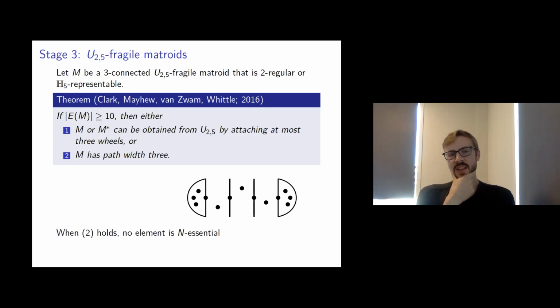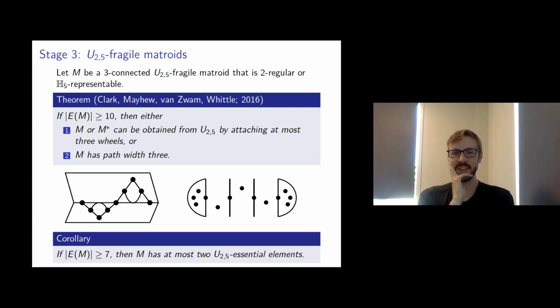However, we can say when we get something with this path structure that there are no essential elements, okay? So every element is either deletable or contractible to keep the minor, but not both. So that's useful for us. And in general, we can also see that in either case, there turns out to be at most 2 essential elements once you're dealing with some fragile thing of size at least 7.